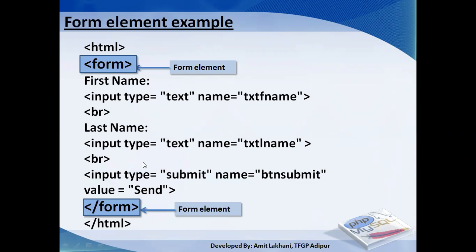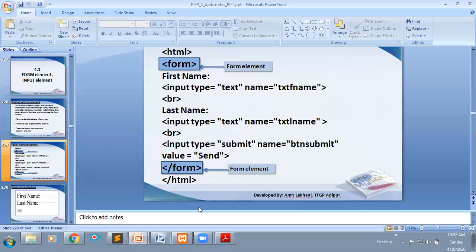For example, I require the first name of the user. Just take first name and input type equals to here. Input is one tag. We use it to get the input from the user. Which type of data you are trying to get, you need to mention here.